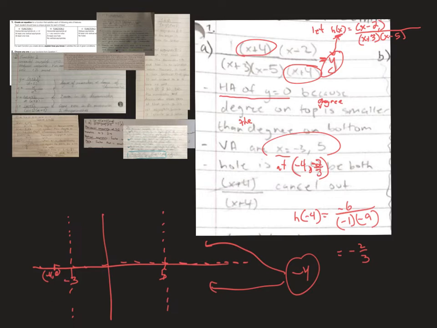I can say that's right here. -4 comma -2/3. There we go. So now we actually know where our hole is. All right, take a second. Tell me what you think of this one. So I see horizontal asymptote at y equals 0. That's what we were talking about.